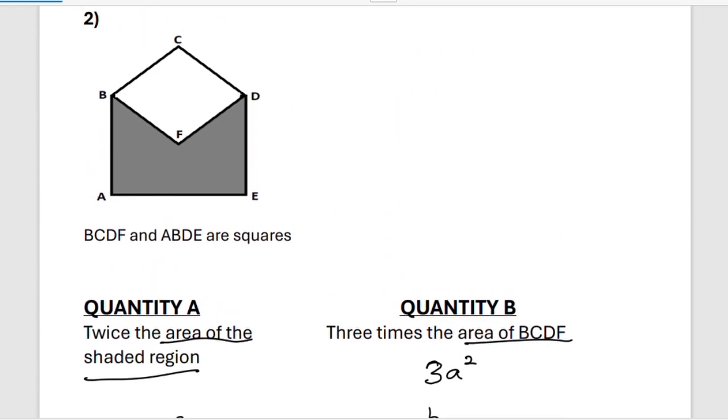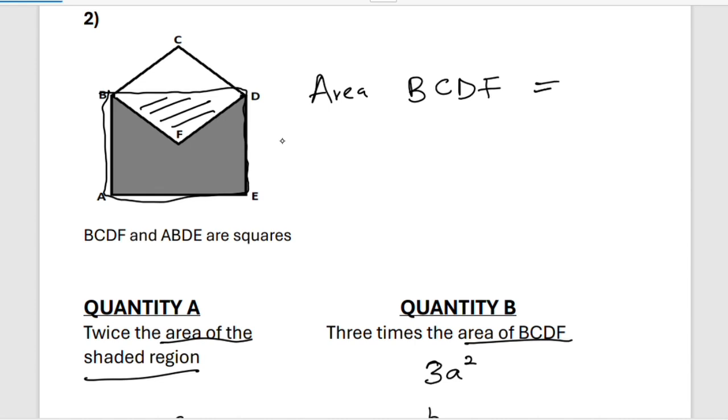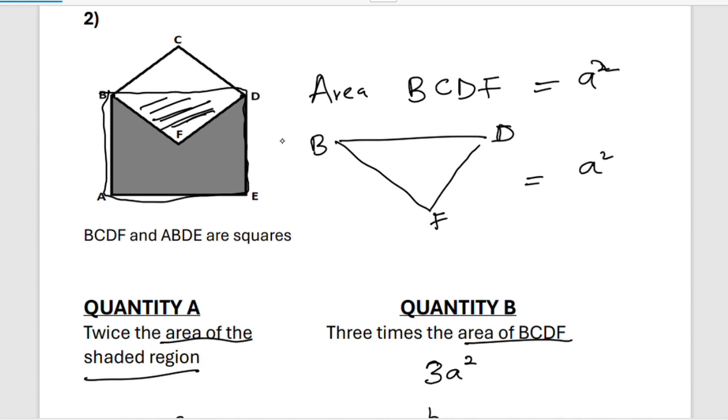But here we are looking for the shaded area. And what's the logic behind this? It simply means we're going to find the area of this square, and then we'll subtract the area of this shaded region. And what is the area of this shaded region? This shaded region is simply half of the area of BCDF, which we already found to be A squared. So this region here is simply A squared over 2. All we need to do is find the area of this whole square and subtract this.